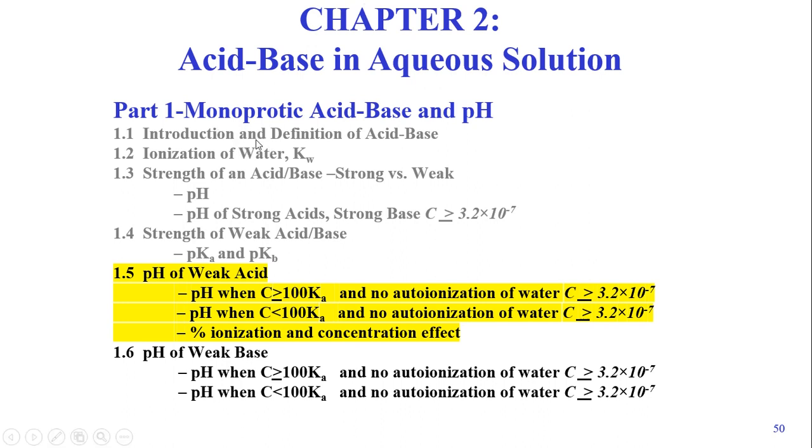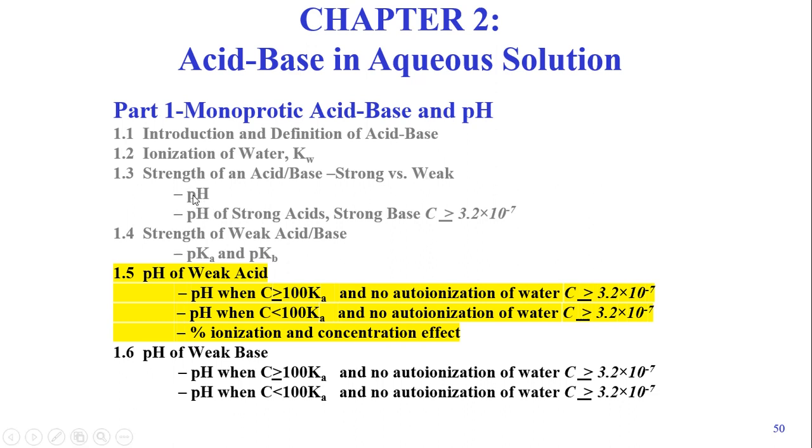Last time we discussed the definition of acids and bases, the autoionization of water, and the definitions according to Arrhenius, Bronsted, and Lewis. And we said we're mainly going to concentrate on the Bronsted, where the acid is the proton donor and the base is the proton acceptor. We then looked at the meaning of strong acids relative to what we mean by a weak acid. We said a strong acid dissociates completely, while a weak one does not dissociate completely.